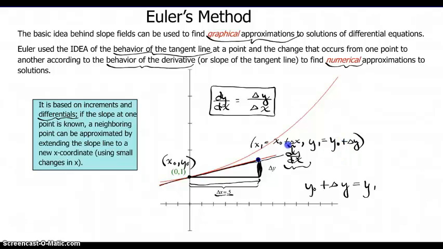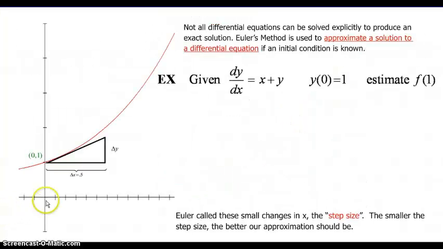So we're usually given what the change in x is going to be. Euler called that the step size. The step size is our horizontal distance that we're going to go from our initial x value. So given a step size and given the differential equation, or the derivative, we can find the change in y and simply add that to the last, or the initial y value that we were given.